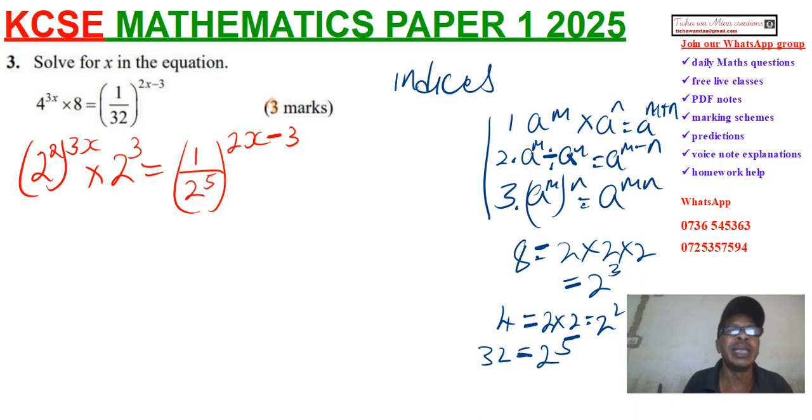Now if you check here, we can apply the third rule of indices. So we combine 2 and 3x. What will we get? 2 times 3x is 6x, multiplied by 2 to power 3.